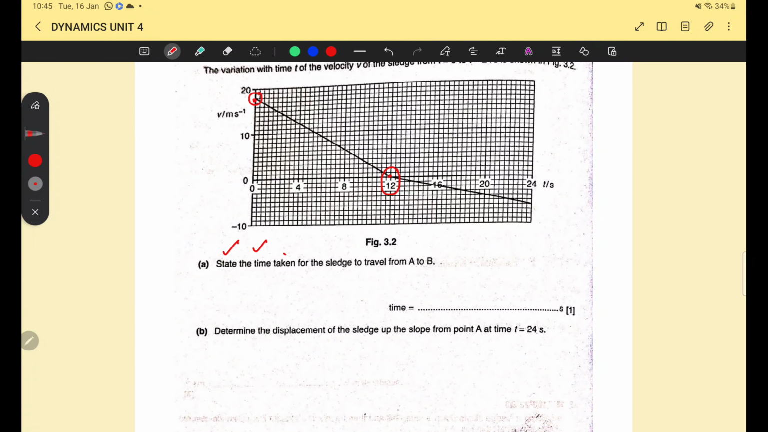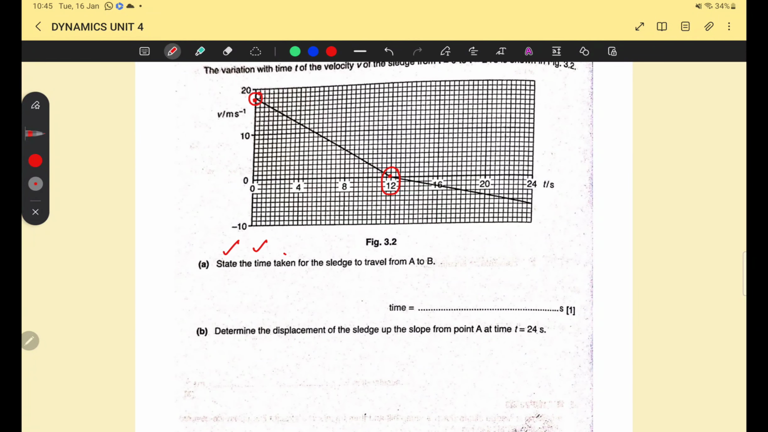So the second area I have calculated. The first area is 108 meter and the second area is 36 meter. But both displacements are in opposite direction. You know that displacement is a vector quantity, and if the two displacements are in opposite direction, they will be subtracted. So 108 minus 36 is 72 meter.